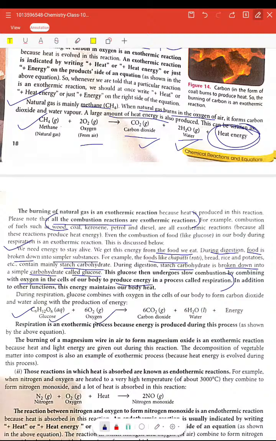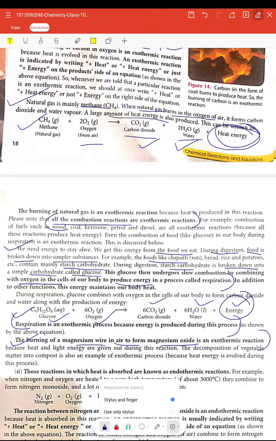Glucose burns in oxygen and becomes carbon dioxide, water, and energy. So a lot of heat energy is released. It is called an exothermic reaction. So respiration is an exothermic process, since a lot of heat energy is produced. Yesterday we discussed the burning of magnesium wire in air to form magnesium oxide. That is also an example of an exothermic reaction.